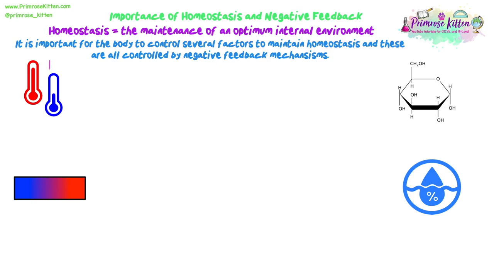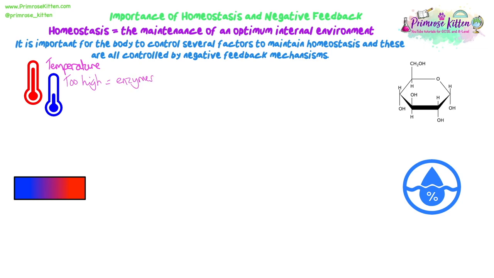Okay, so it's important for the body to control several factors to maintain homeostasis, and these are all controlled by negative feedback mechanisms. We're going to look at negative feedback in a minute, but briefly we need to think about some examples of things that the body controls through homeostasis and why it's important that it is controlled. So the main one, or an easy one that you probably would have learned about potentially already at GCSE and will know the reasons why, is your body temperature.